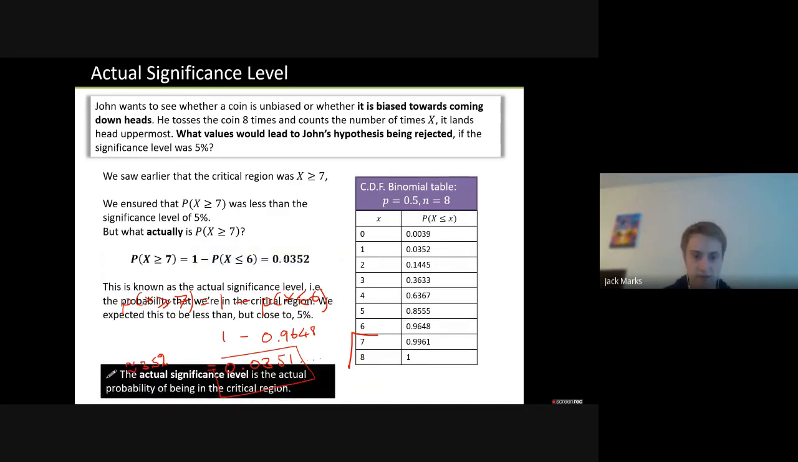The actual significance level is how much probability it actually makes up. So sometimes you might be asked to work this out.